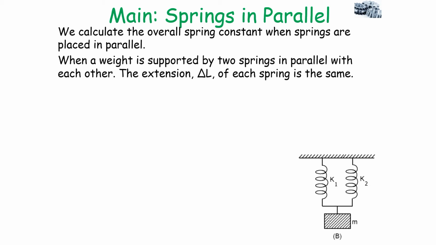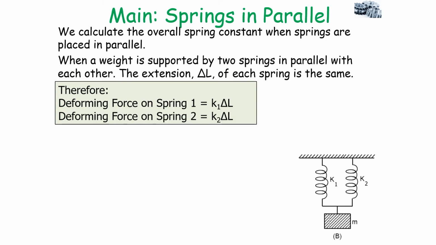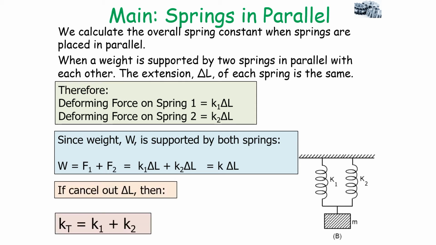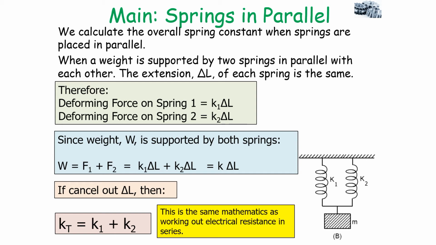So when a weight is supported by two springs in parallel, we can say that the extension delta L of each spring is going to be the same. So we know that F equals K delta L, so we can therefore say that W, the weight supported by the two springs, is equal to F1 plus F2. We know that K1 times delta L plus K2 times delta L is going to equal K times delta L. So delta L, our common term, can cancel through. So we can then say total K is equal to K1 plus K2, which is the same mathematics as working out electrical resistance in series.